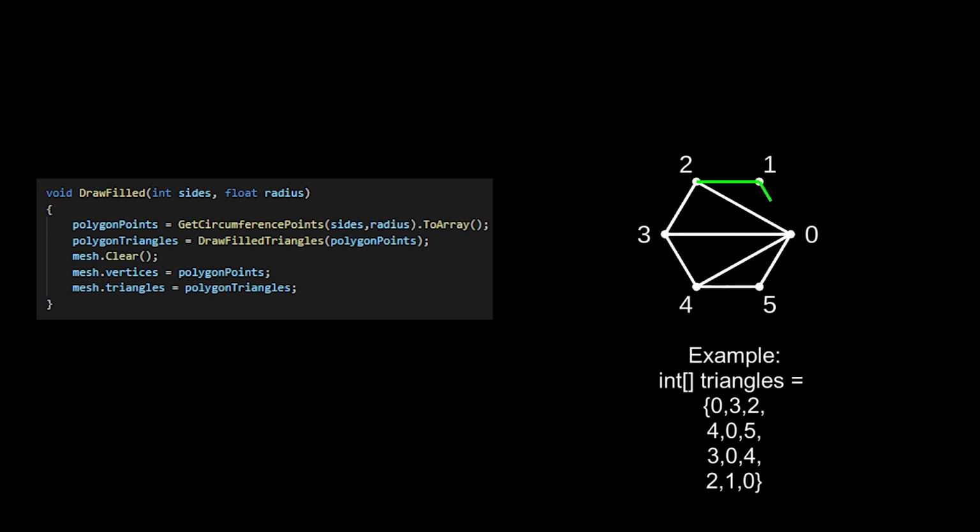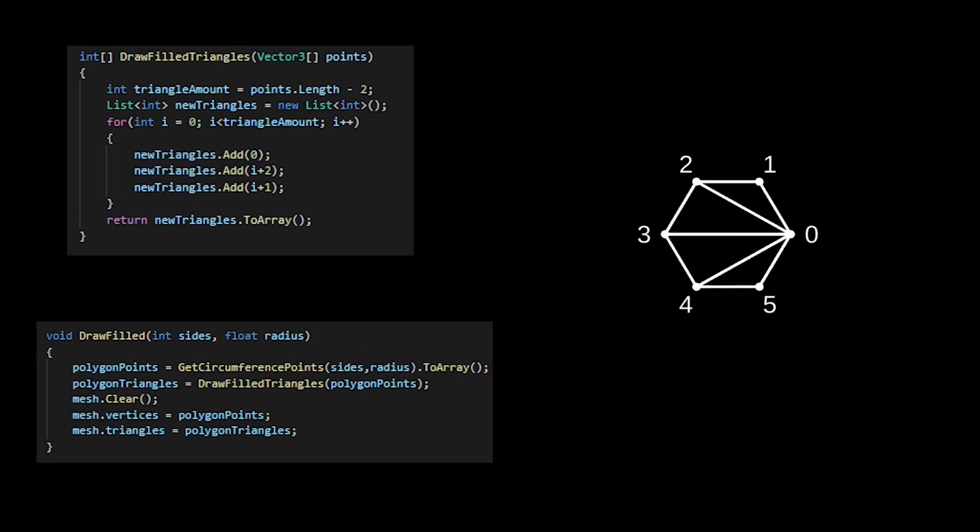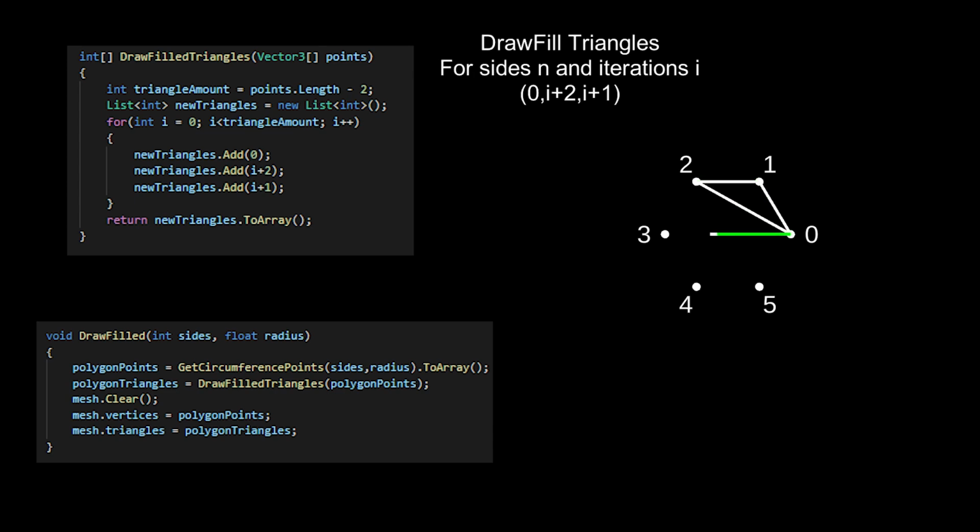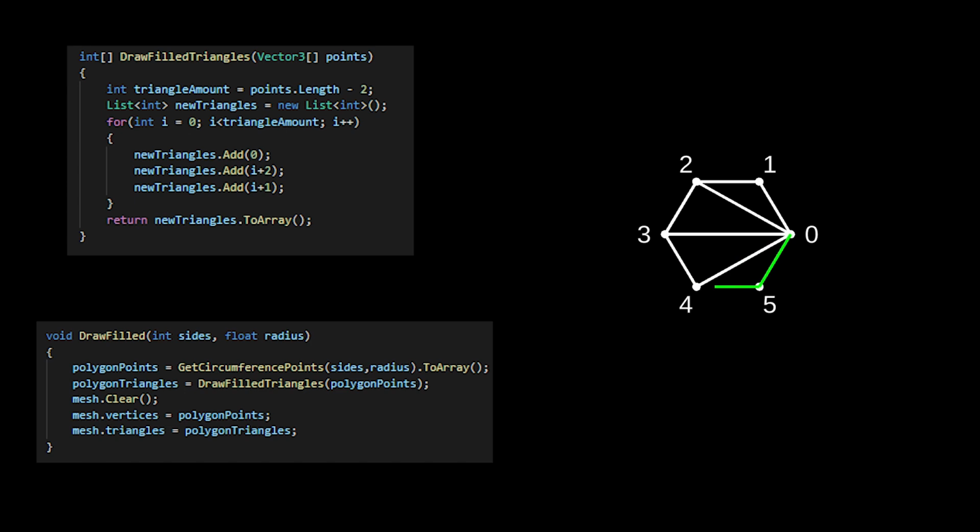For this method, we will draw 2 triangles less than the amount of sides. While we loop through our desired triangle amount, we will assign the first position of each triangle to always be at index 0, the second position to be at our current loop iteration value plus 2, and the third position to be the iteration value plus 1. This ensures all triangles are drawn in a clockwise manner. Once you have your vertices and triangles, assign them to your mesh.